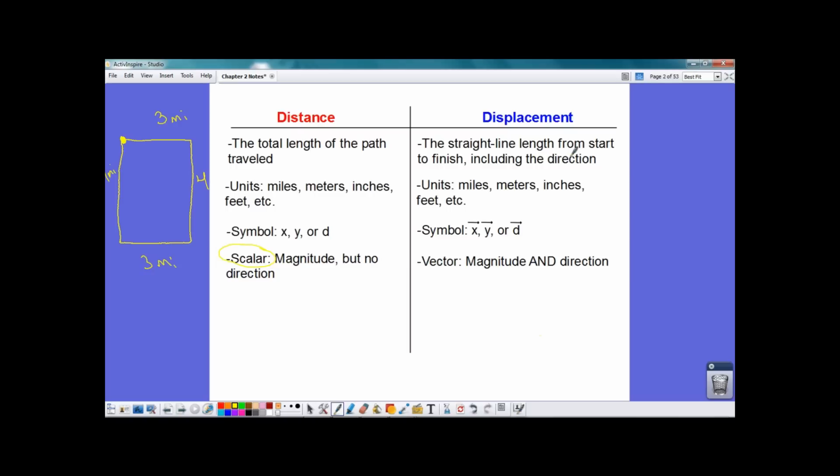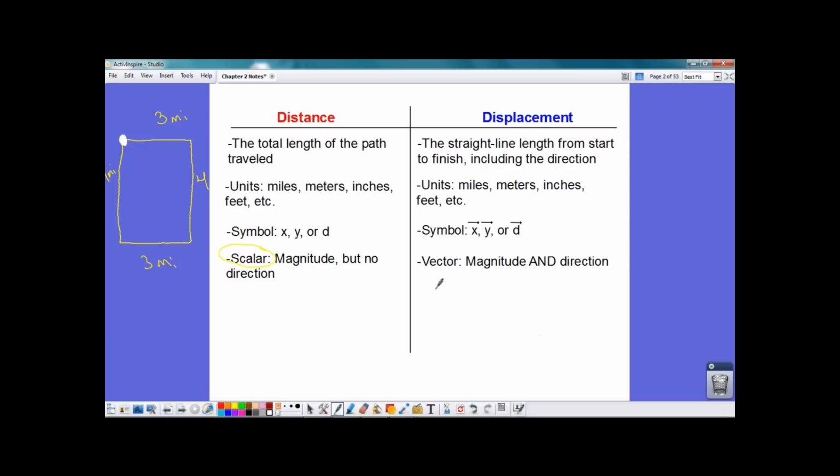Next up, displacement. Displacement's the straight line length from start to finish, including the direction. So let's go back and look at this example. We want to go the straight line distance from start to finish. Well, I started right here. I finished right here. I didn't go anywhere as far as displacement is concerned. My displacement would be 0. I started and finished at the same exact spot.